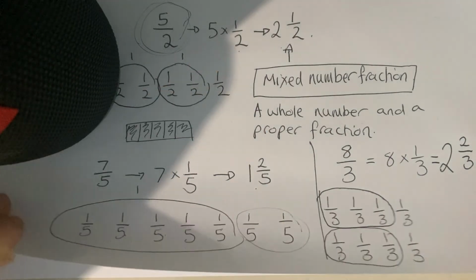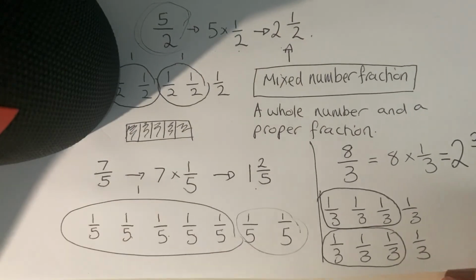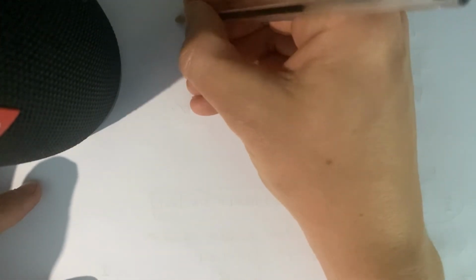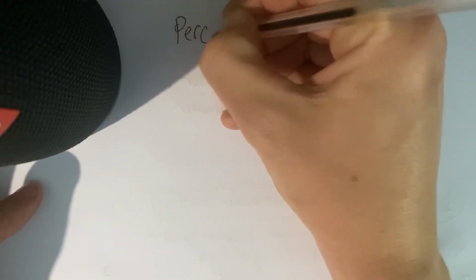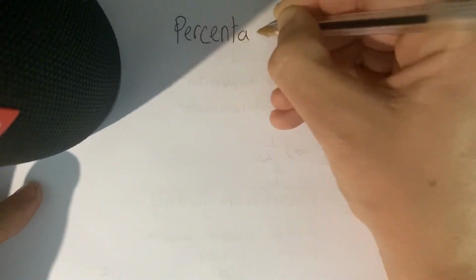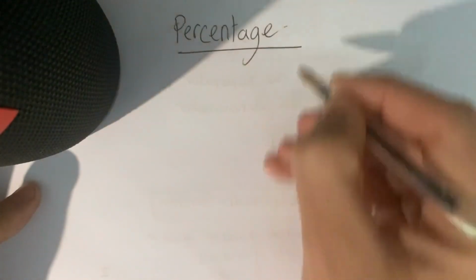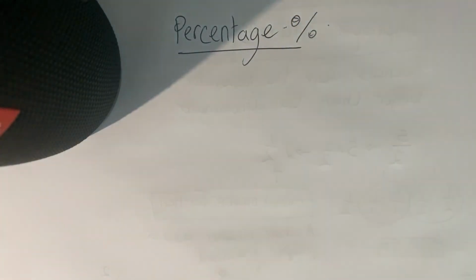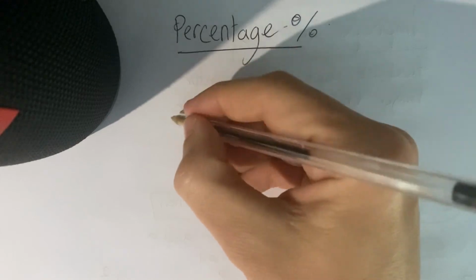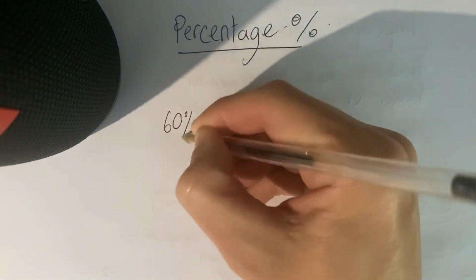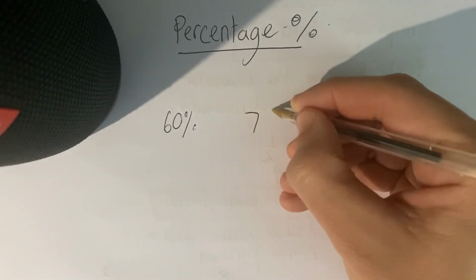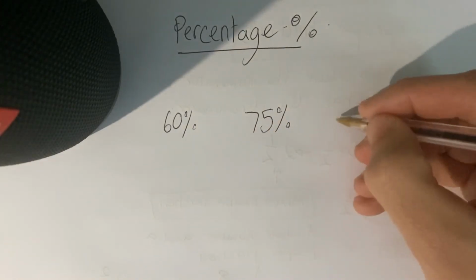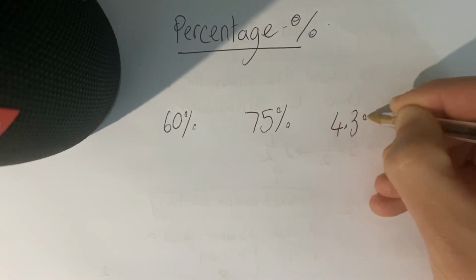Okay, perfect. We've got one type of number left, but this number isn't going to take very long. They didn't actually mention this in the prior check. But the last type of number is percentage. If you see a percentage, you'll recognise it by this sign. So a percentage is just another number, yet again. We could have 60%, we could have 75%, we could have 4.3%.